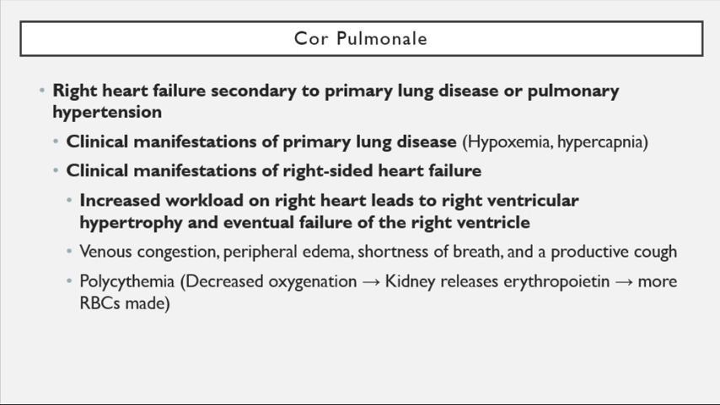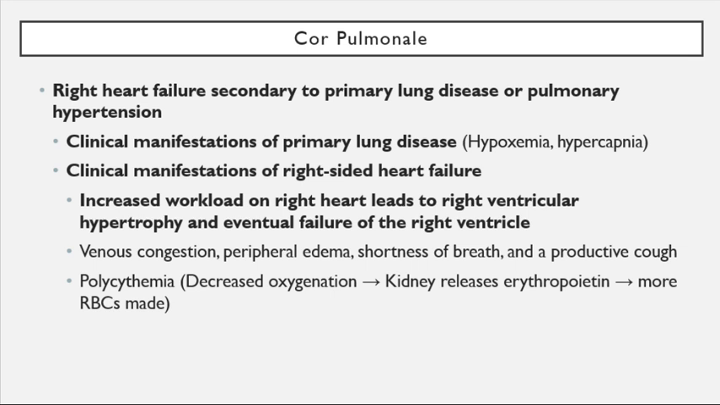Right, so this is where you have a problem with your lungs, and because of that, you're not getting good oxygenation back to the right side of your heart, and so your right heart isn't functioning properly from that. And it can happen, and the lung problem can either be a lung issue or a pulmonary hypertension issue. Clinical manifestations of the primary lung disorders: hypoxemia, hypercapnia. There's clinical manifestations of right heart failure.